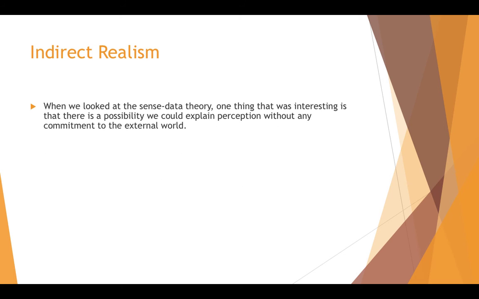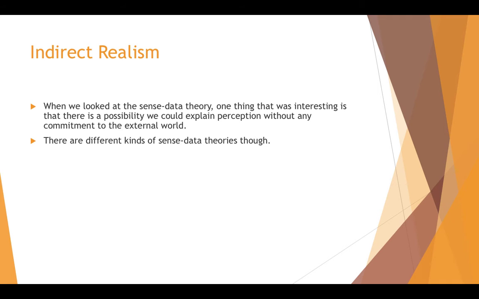So, when we looked at sense data theory, one of the things that is interesting is that there was the possibility that we could explain perception without any commitment to the external world. I mentioned that in the last video. We could claim that there wasn't even an external world at all. We could claim that the external world doesn't even exist, and sense data theory would still work out. And so would indirect realism.